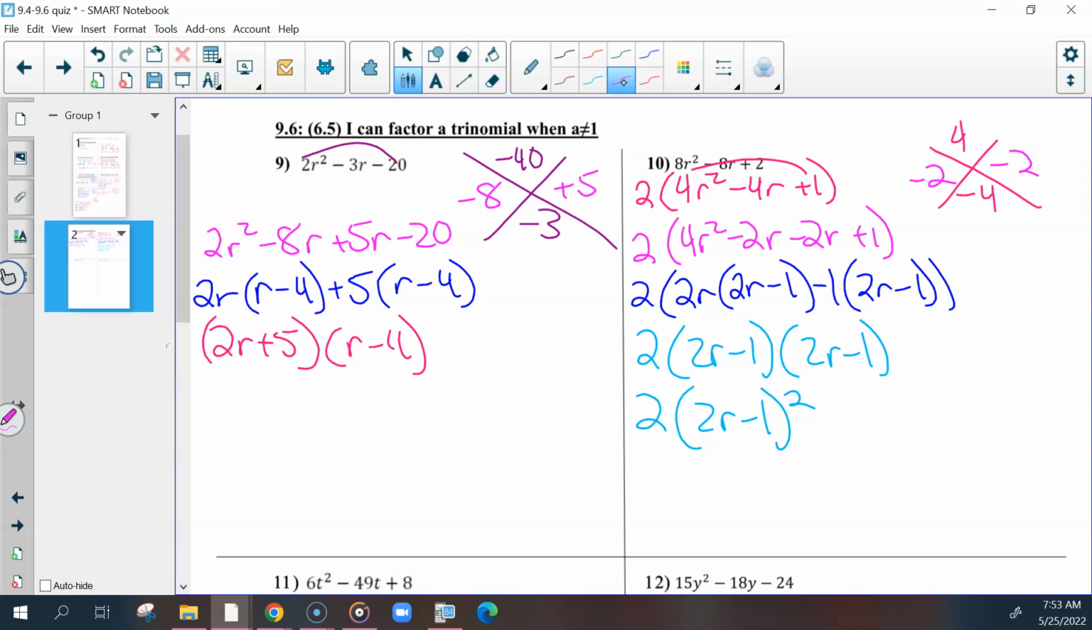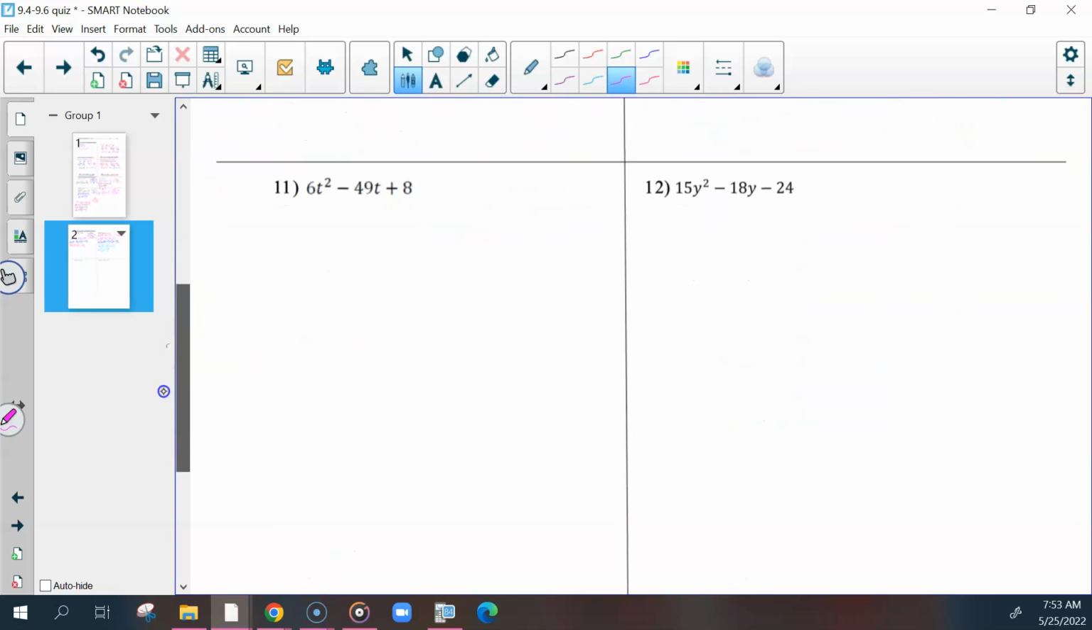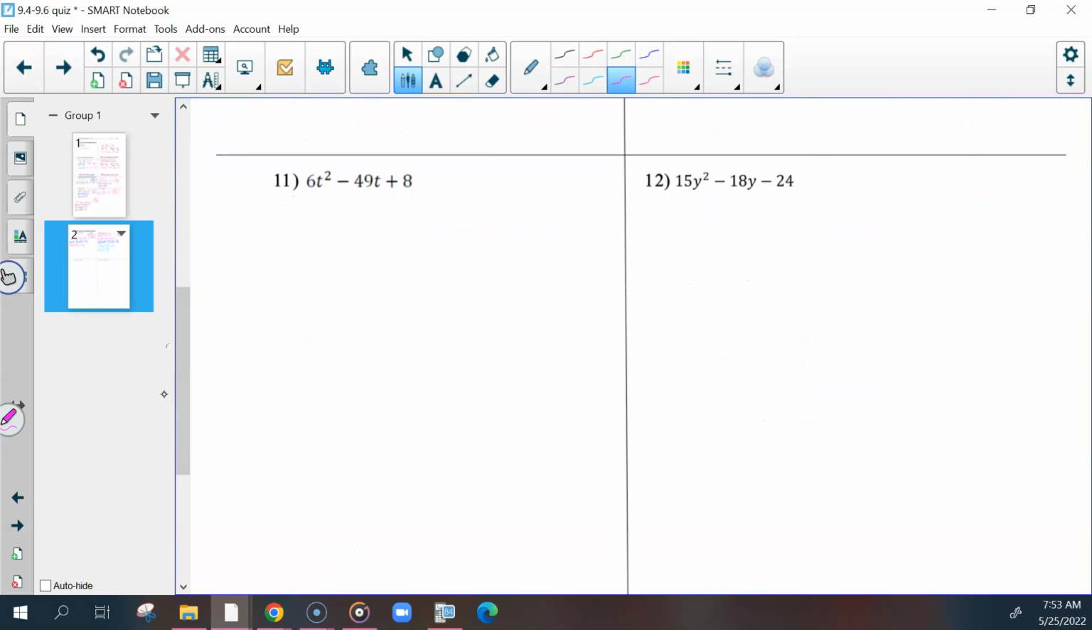For number 11, same process. Multiply 6 and 8. So you're looking for two numbers that multiply to be 48, but add to be negative 49. Remember that the closer these two numbers are, one of your answers is going to be 1 or negative 1. In this case, it was negative 1 and negative 48.